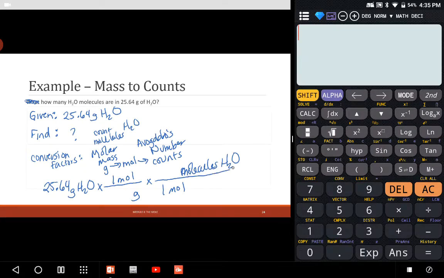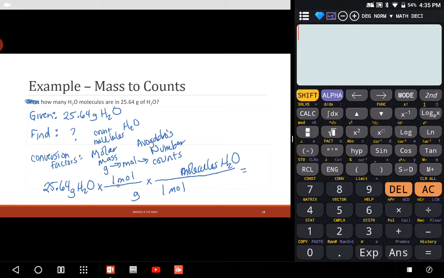A lot of times students try to shortcut by combining terms, and that just leads to some weird setups that end up being wrong. So just try to isolate, like, this is my molar mass, this is Avogadro's number, and don't try to merge things together. Just keep them nice and separate.